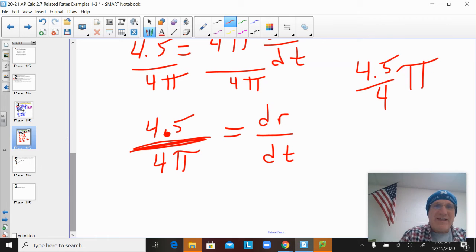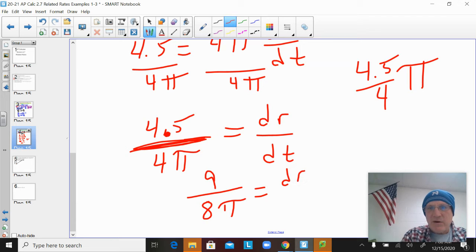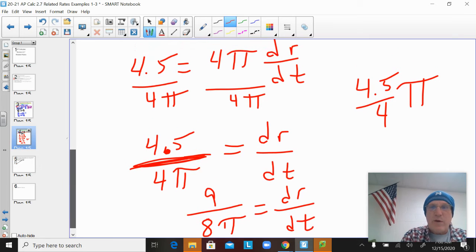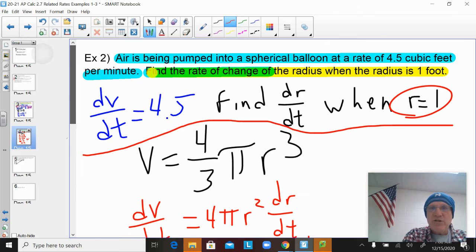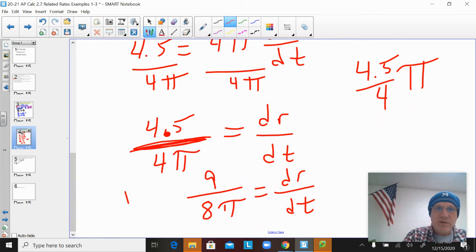Nothing wrong with leaving it like that, although you rarely see a decimal in the middle of a fraction. So if I doubled the top and the bottom, I'd get 9 over 8 pi. I might leave it like that. Again, I could certainly decimalize it. And what would the unit be? This is the rate of change of the, what was I finding? Radius. And radius is just one-dimensional, so feet. So the unit would be feet per minute.